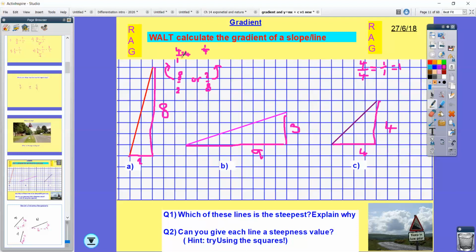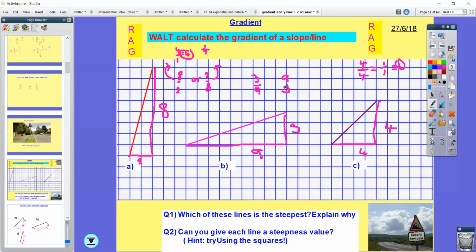So which method makes sense? Is it vertical divided by horizontal, or horizontal divided by vertical? And obviously, a bit of discussion here. You can see that it's vertical divided by horizontal, because that gives a larger number for the gradient here than the gradient here. And we're going to check it out with this one here. It can either be 3 over 9 or 9 over 3.